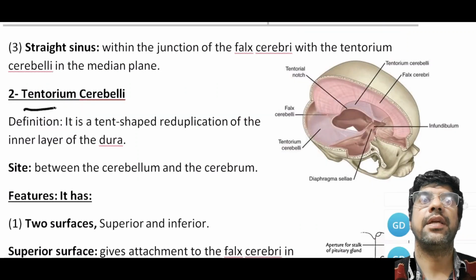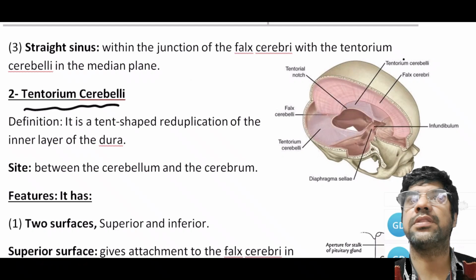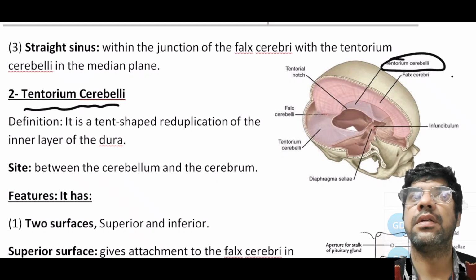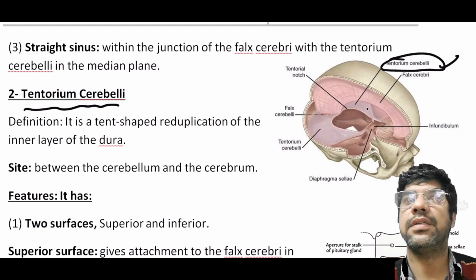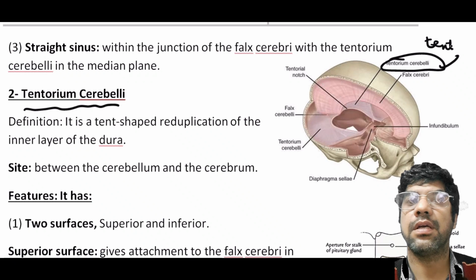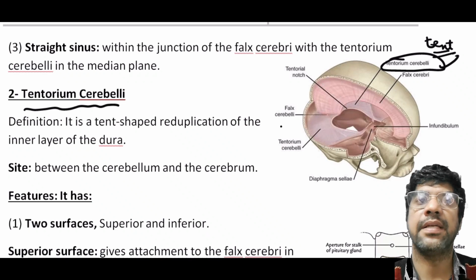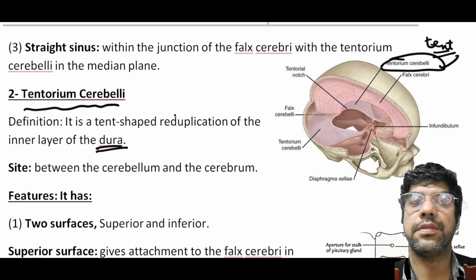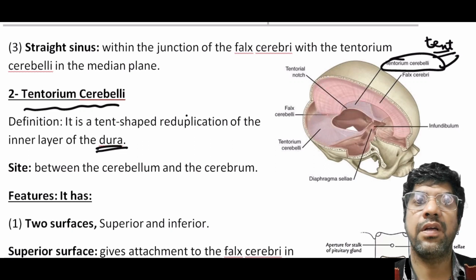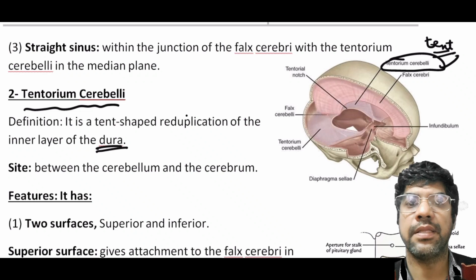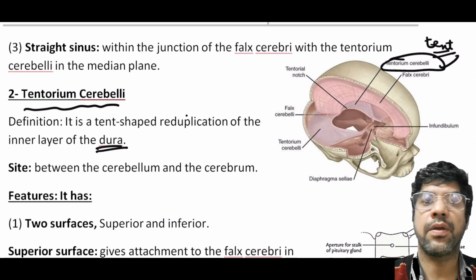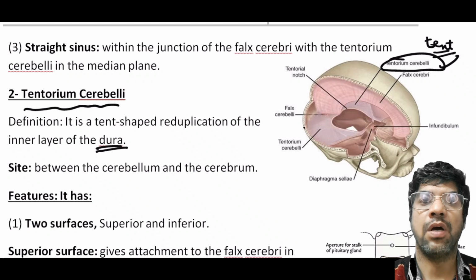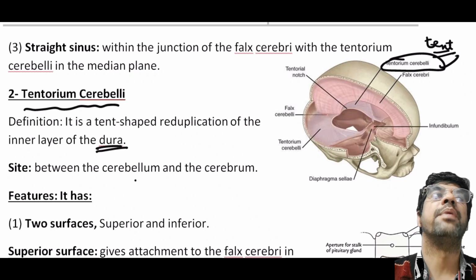The next is the tentorium cerebelli. Remember, it is a tent-shaped structure made up of a layer of dura. It acts as a roof for the back part of your head, the posterior cranial fossa. This structure has an important role: it separates the cerebellum from the occipital lobe of the cerebrum.